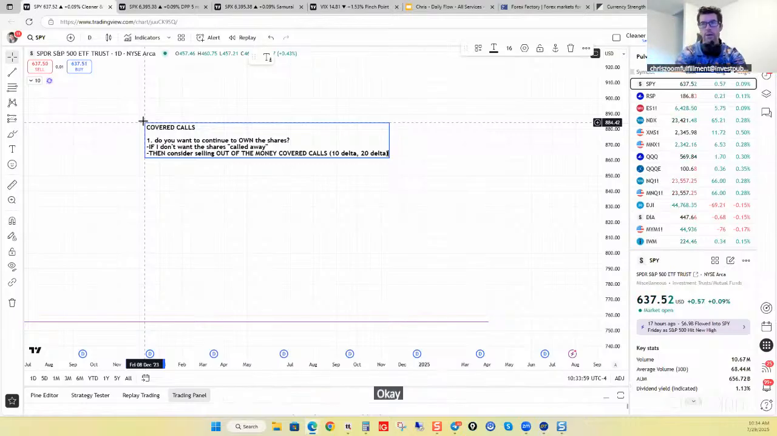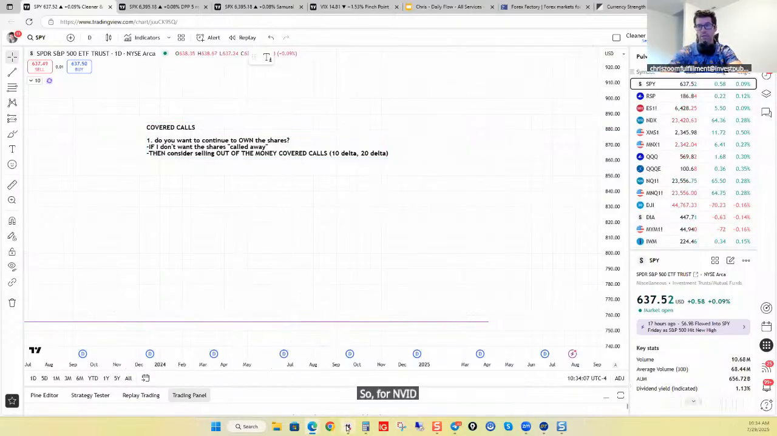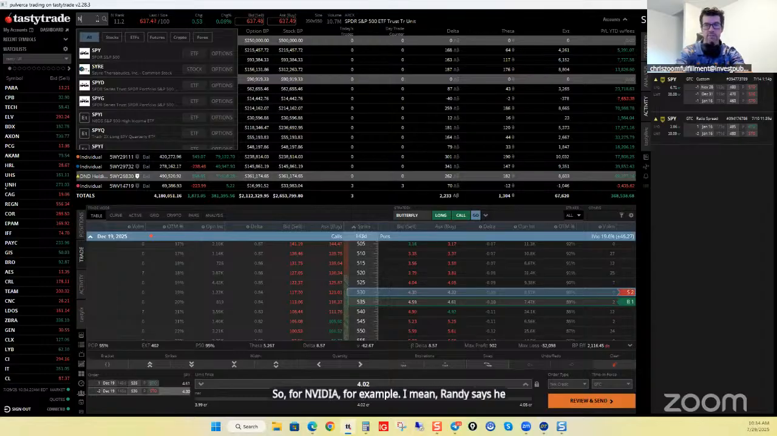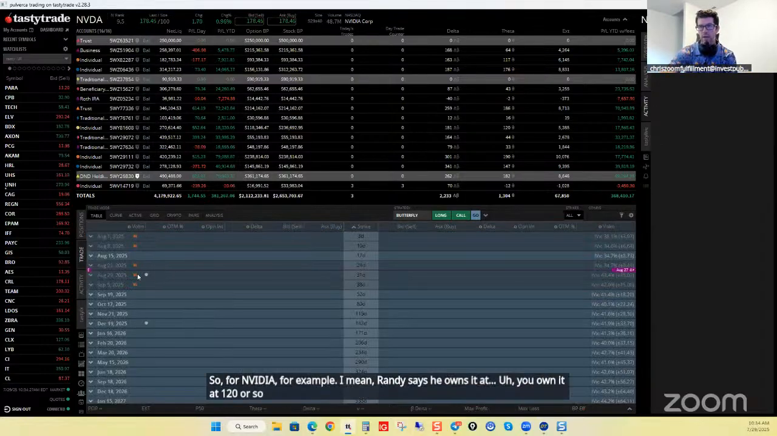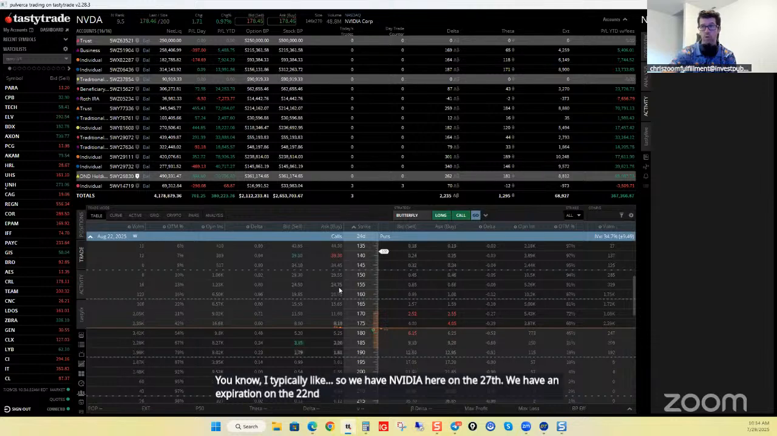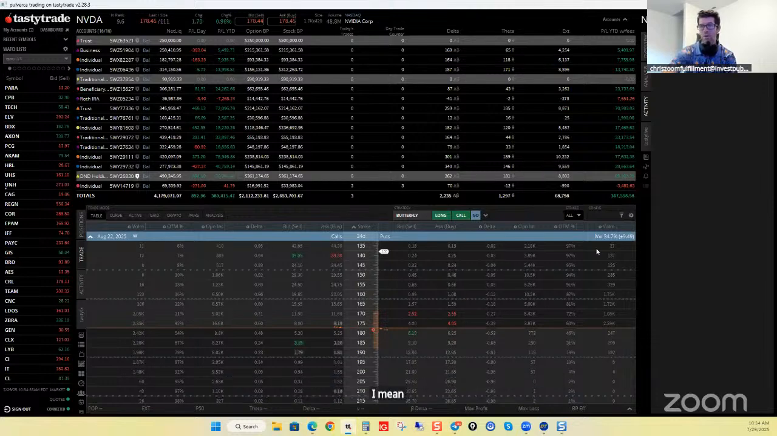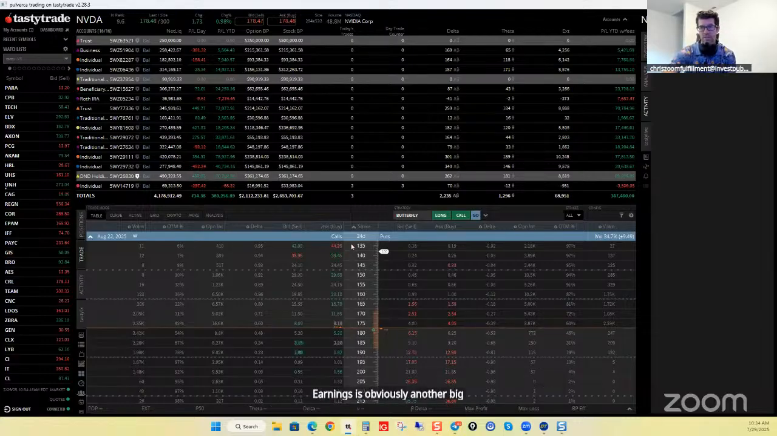So if you want to continue to own the shares and you don't want them called away, then go out of the money. So for Nvidia, for example, Randy says he owns it at 120 or so. You haven't done anything. So we have Nvidia here with an expiration on the 22nd. So this is right up into earnings. Right now, given the fact that we are sitting near all-time highs and we have earnings coming, earnings is obviously another big catalyst, for better or worse.